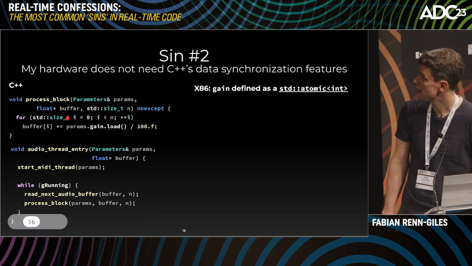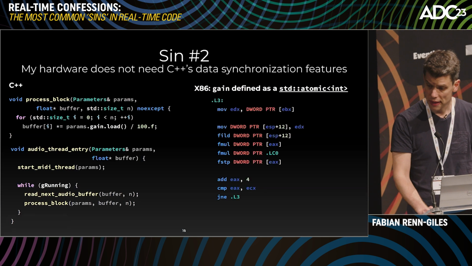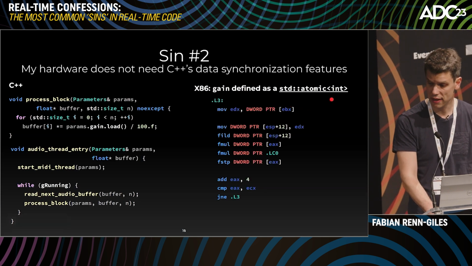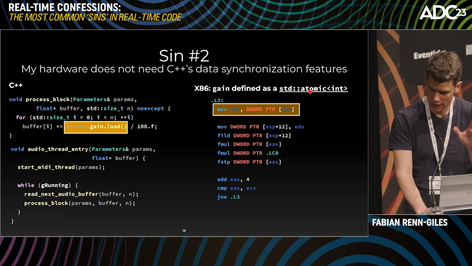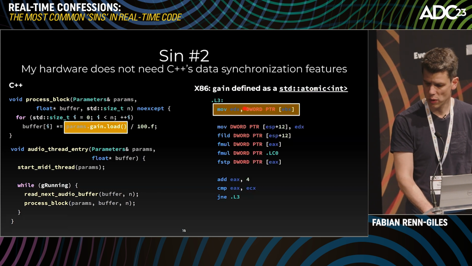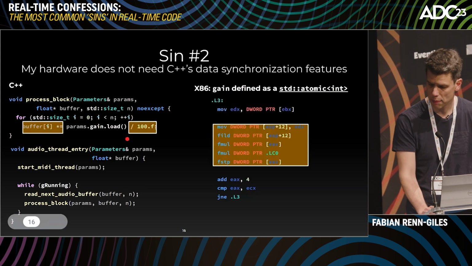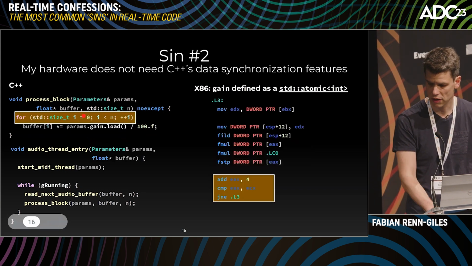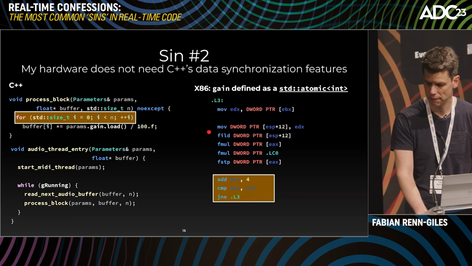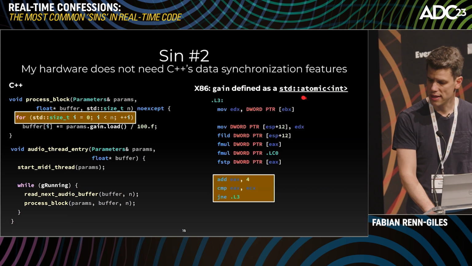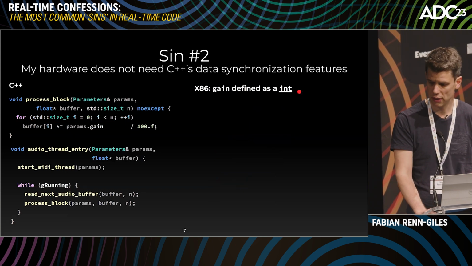If we look at the assembly generated by such a program, this is the optimized assembly if we're using std atomic. You don't need to really understand the assembly. This is where the gain parameter is being loaded, this is where the multiply happens, and this is where the loop happens. So every time you go through this loop, the gain is properly loaded. But now, if we replace this atomic with just a pure int, what will the compiler generate?